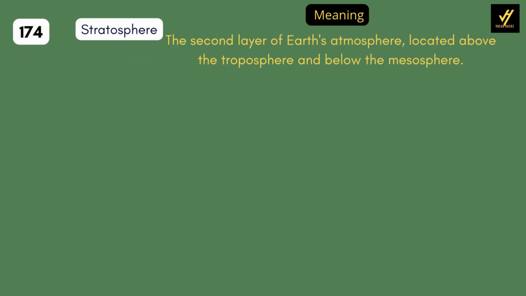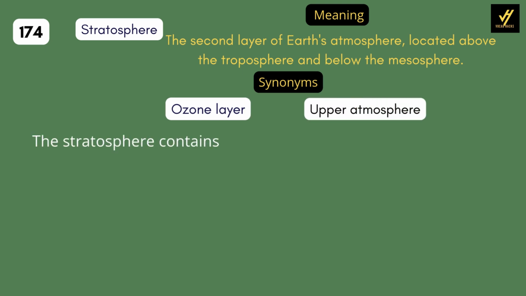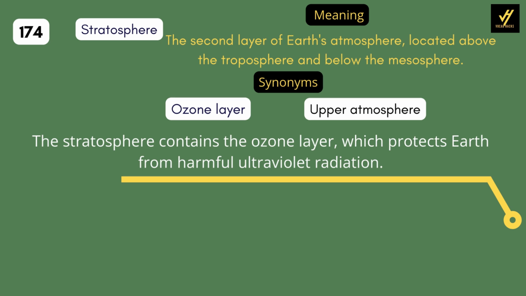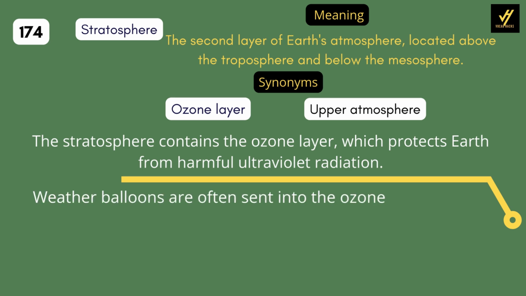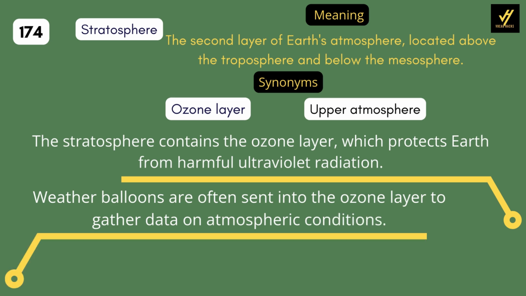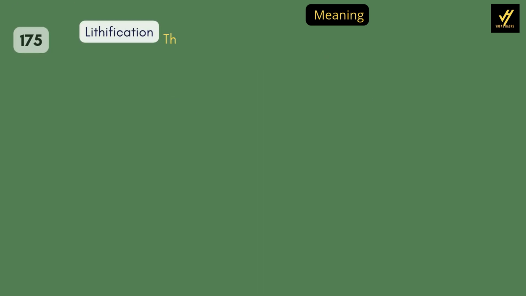Stratosphere, the second layer of Earth's atmosphere, located above the troposphere and below the mesosphere. Ozone layer, upper atmosphere. The stratosphere contains the ozone layer, which protects Earth from harmful ultraviolet radiation. Weather balloons are often sent into the ozone layer to gather data on atmospheric conditions. Understanding the upper atmosphere helps scientists track changes in climate and weather patterns.